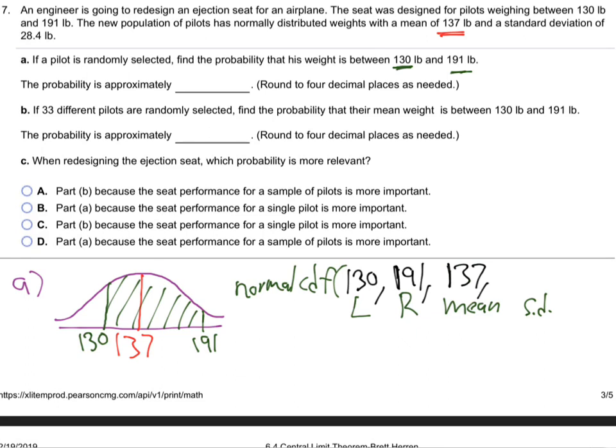Did they give me that? Where is that? Oh yeah, here it is, 28.4. Now, do I divide? No. I'm doing part A. Part A is one pilot. Yeah, only one person, huh? So we just have it like that. Somebody got that number? It's 0.5687.